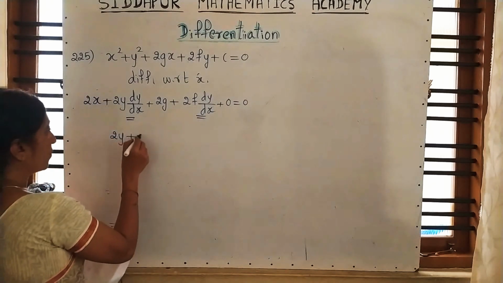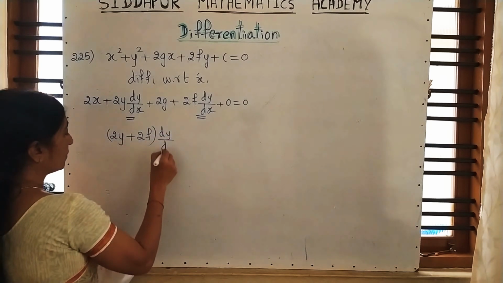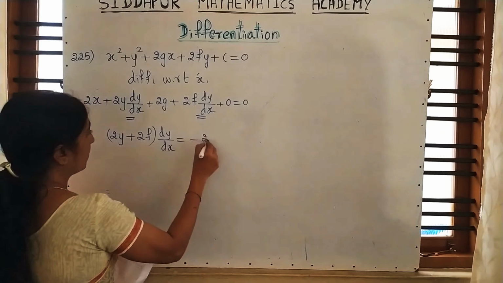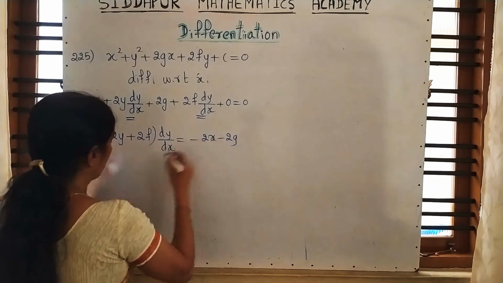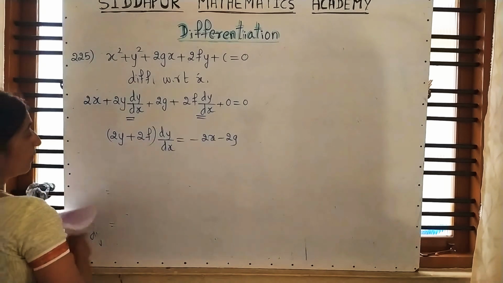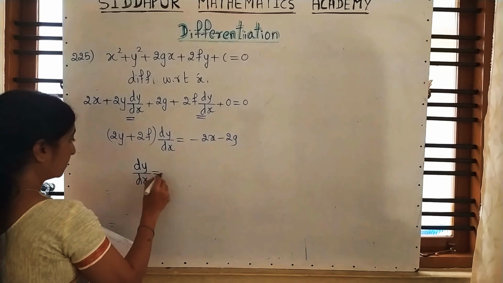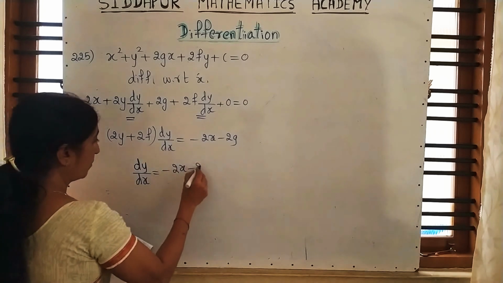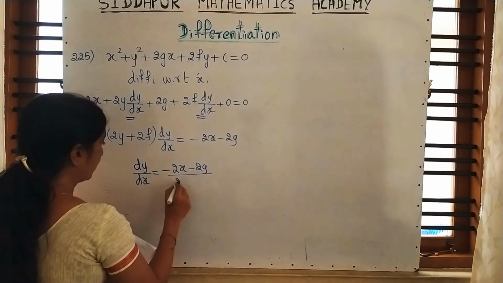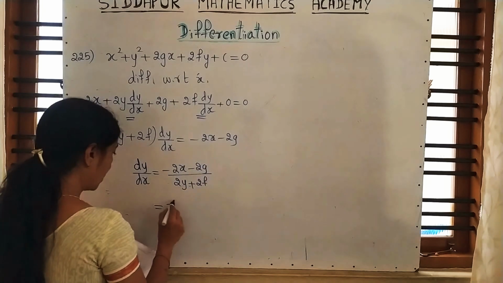Here we have dy upon dx. Take dy upon dx common. Minus 2x minus 2g. Yes. Then what is dy upon dx? Minus 2x minus 2g divided by 2y plus 2f. 2 is common.